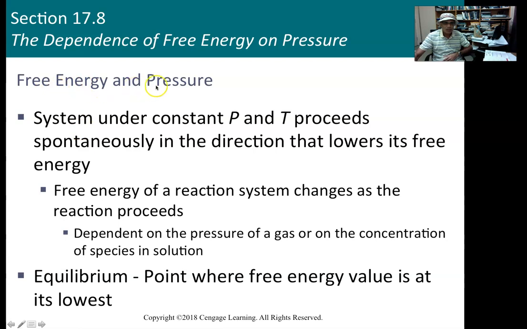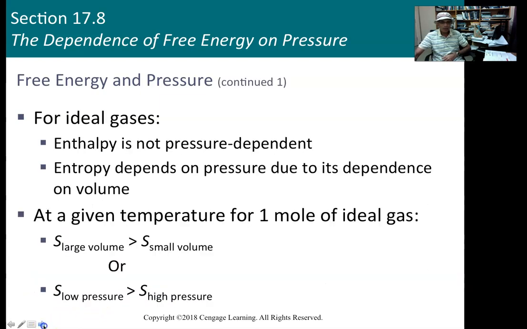Let's look at free energy and pressure. A system under constant pressure and temperature proceeds spontaneously in the direction that lowers its free energy. And what are the conditions of lower free energy? The free energy of the reaction system changes as the reaction proceeds and depends on the pressure of gas or the concentrations of the species in solution. So the equilibrium is the point where the free energy value is lowest. If we look at that, for an ideal gas, the enthalpy is not pressure dependent, but the entropy depends on pressure because it is related to the volume.